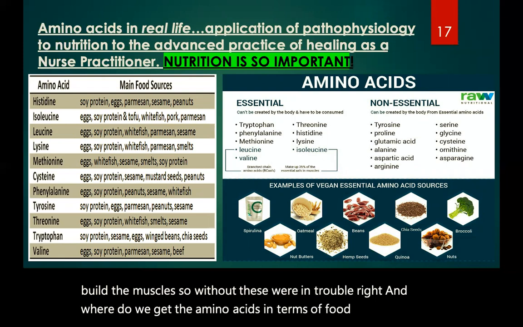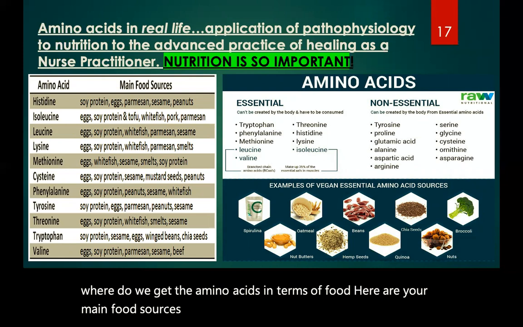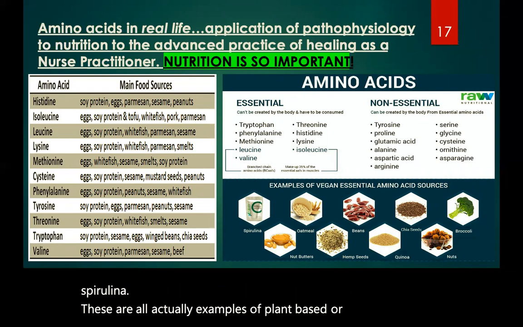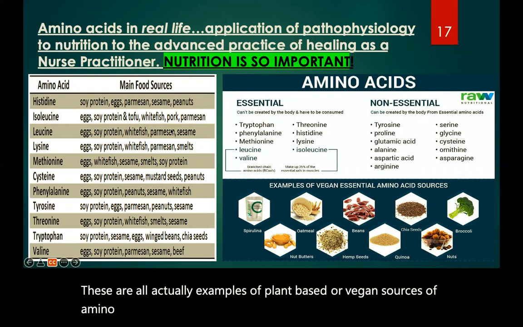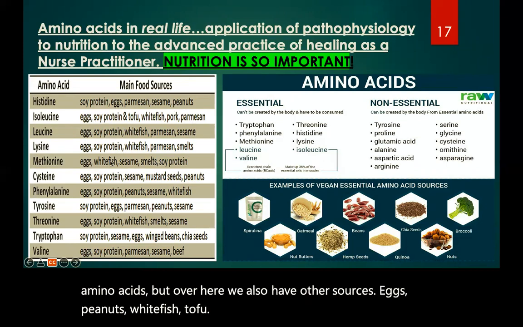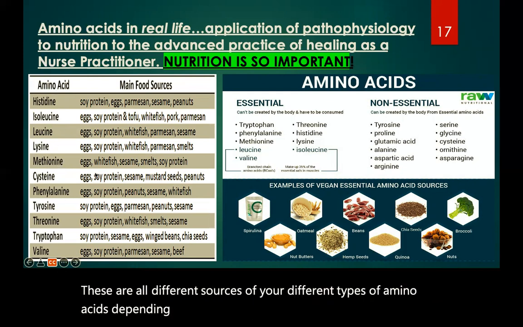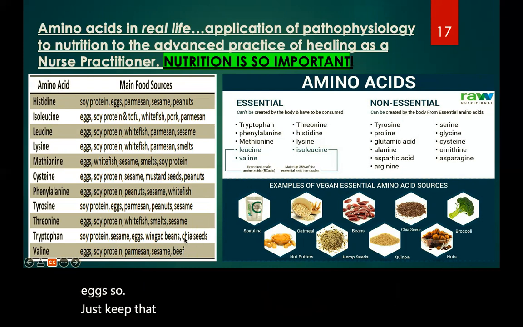Here are your main food sources: oatmeal, nut butters, hemp seeds, beans, quinoa, chia seeds, nuts, broccoli, and spirulina. These are all examples of plant-based or vegan sources of amino acids. But over here, we also have other sources: eggs, peanuts, whitefish, tofu. These are all different sources of your different types of amino acids, depending on what you need. But a lot of it comes from eggs, so just keep that in mind. Chia seeds are another excellent source of amino acids as well as fiber.